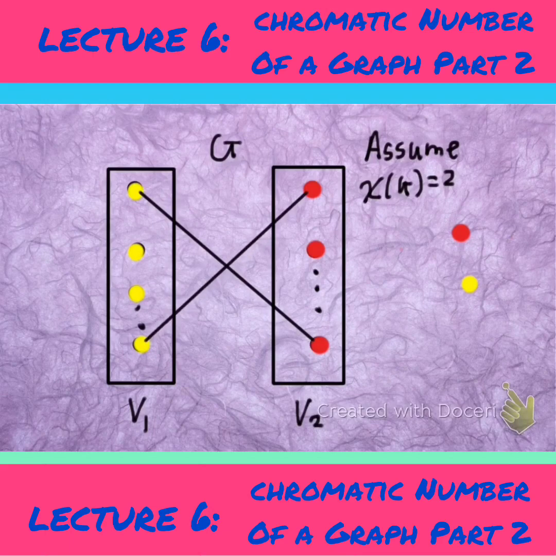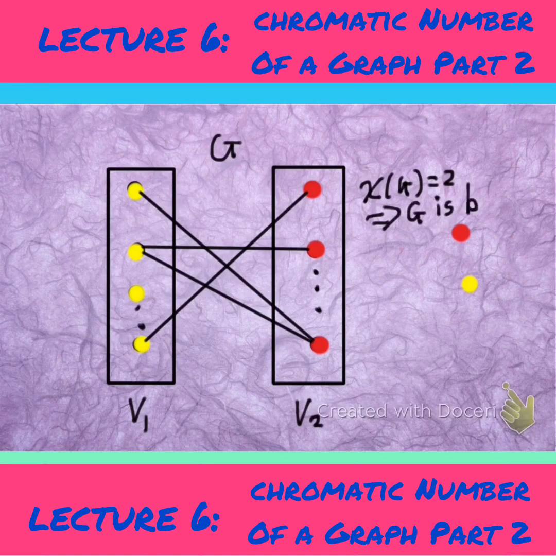Like that. But you do not get edges within a set, because those are independent sets. So obviously the graph is bipartite. Now, if the chromatic number is 2, that is going to imply that G is bipartite. Obviously.